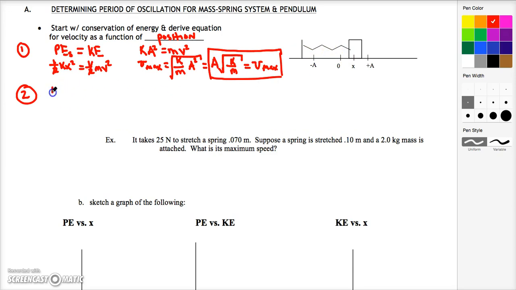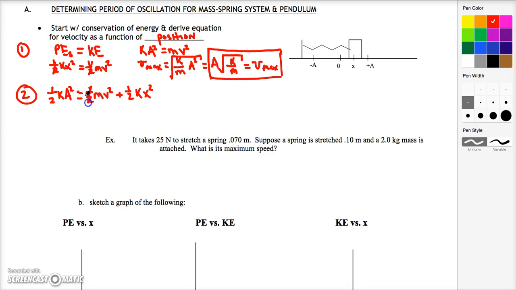So at the extreme, I'm going to have 1/2 ka squared, just like before. This is not changing: all of the energy is elastic potential at our A's. But everywhere else, it's going to have some velocity, so it's going to have some kinetic energy, plus some elastic potential at the other position x. So x is basically anywhere in between zero and A.